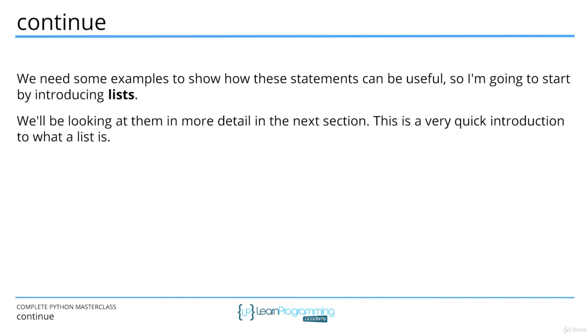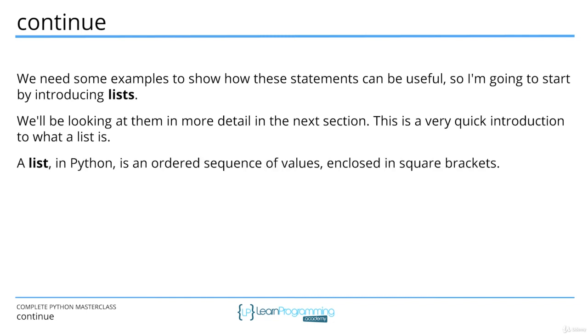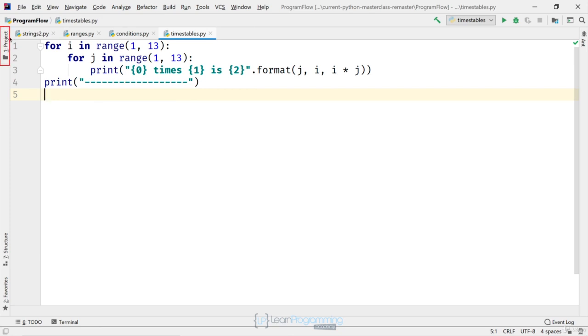lists. We will be looking at lists in more detail in the next section of this course, so this is a very quick introduction to what a list is. A list in Python is an ordered sequence of values enclosed in square brackets. For example, we might have a shopping list. So what I'm going to do is create a new Python file here called shopping.py.